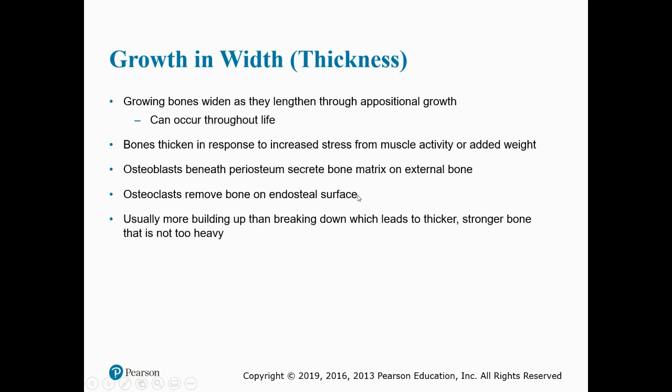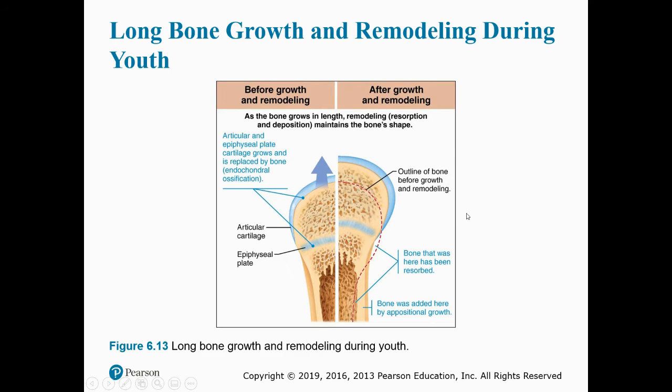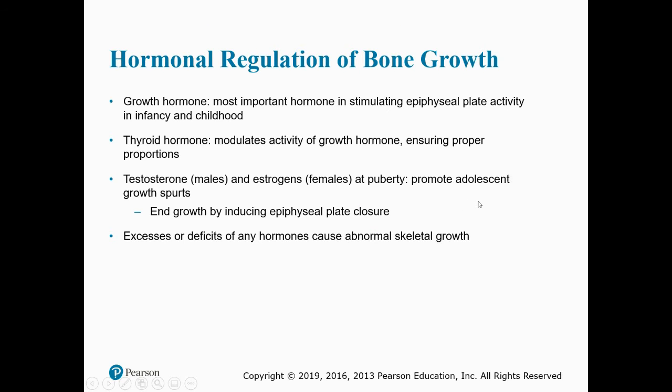Well, what's happening is the osteoblasts will actually secrete a matrix on the surface beneath the periosteum. And as osteoclasts and the endosteal surface break down, then we actually make more bone internally. So it's kind of like we're building up, right? So when building up exceeds breaking down, then that bone is actually going to get thicker. Now, all of this bone growth and bone remodeling is actually controlled by hormones.